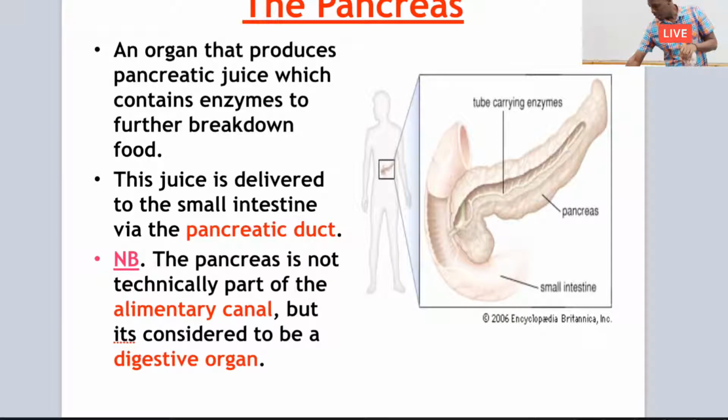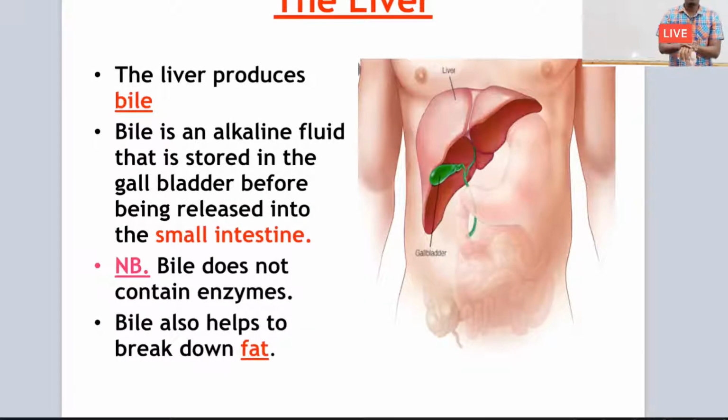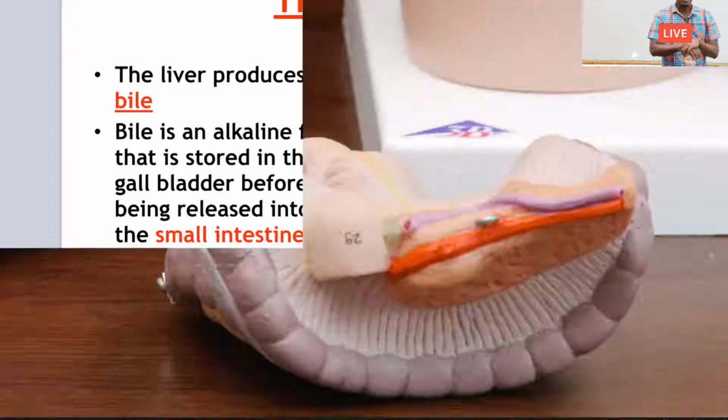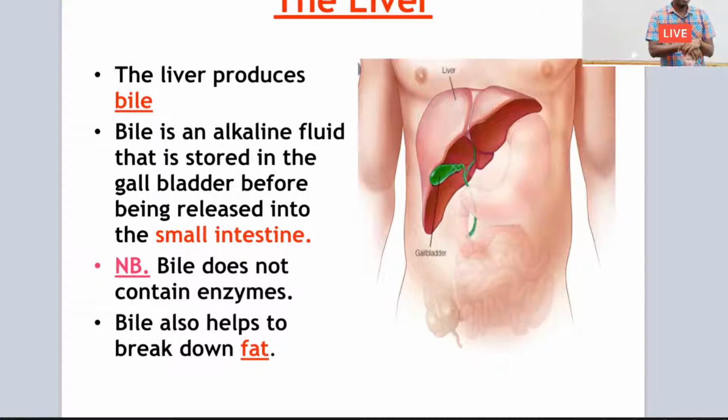Now, let's look at the liver. The liver is very, very important in the process of digestion. The liver produces something called bile. Now, bile is an alkaline fluid that is stored in the gallbladder before being released into the small intestines. So you see here that these organs work together.